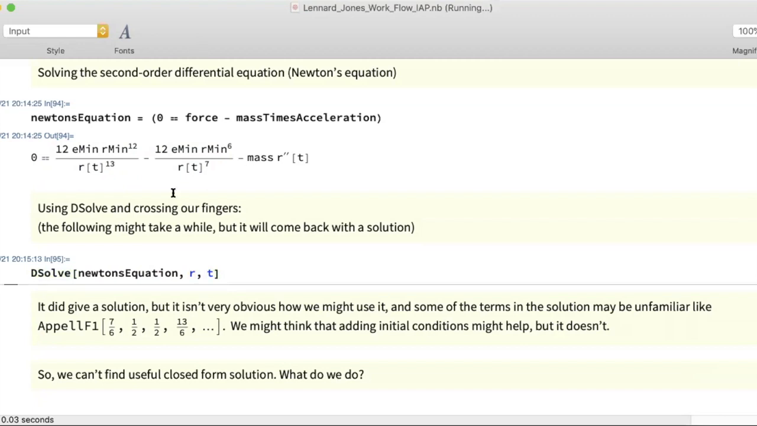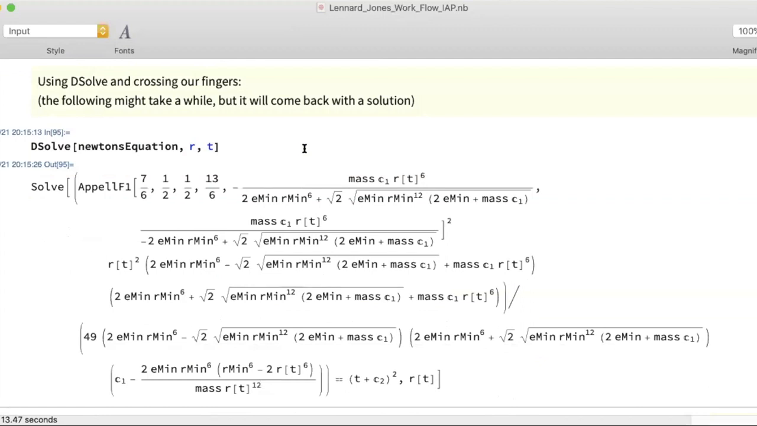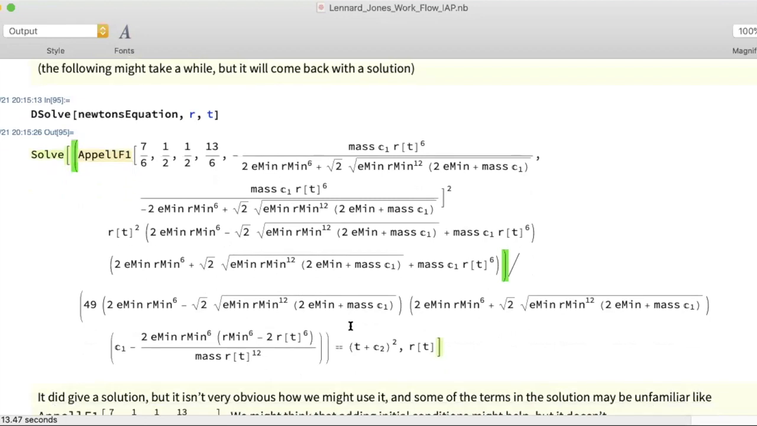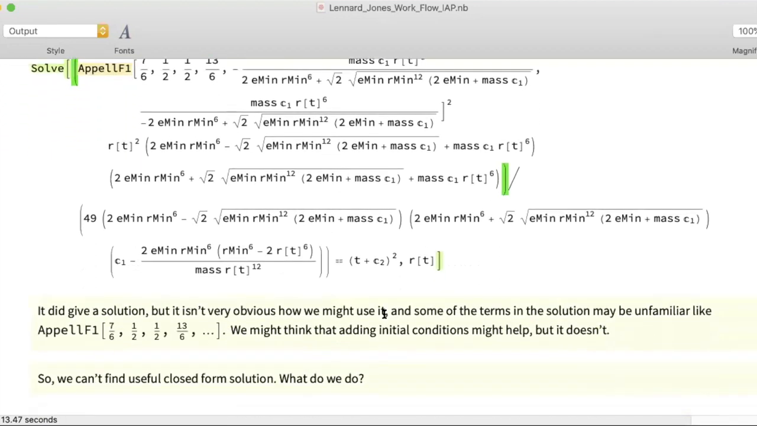This may take a little while to solve. You can see that it's still running, sitting up here. And in a minute, it's going to come back. It's still trying to solve. And it comes back with something that it claims is a solution. And in fact, it is a solution. It's just not a solution that I can really do much with, right? I don't really know how to solve this AppellF1 special function for R of t, but if I could, then I could use this equation.